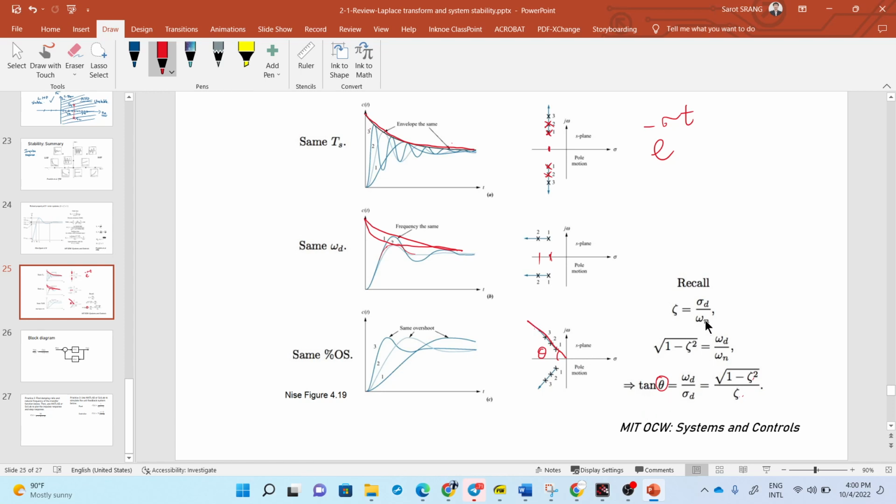And if you calculate tangent theta, which is the ratio between the complex term and the real term, then you can see that it is a function of damping ratio only. So it means if the damping ratio is fixed, omega n can be different for case 1, 2, 3. You still have the same overshoot, because overshoot is also a function of damping ratio only, right? This is what it means.